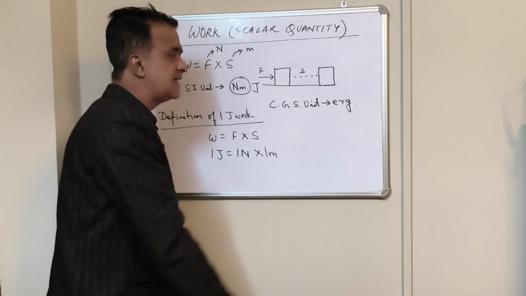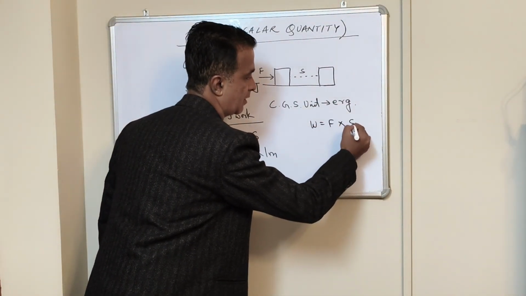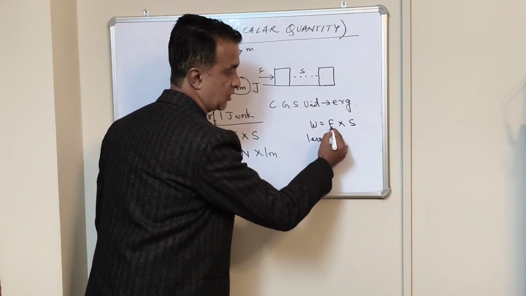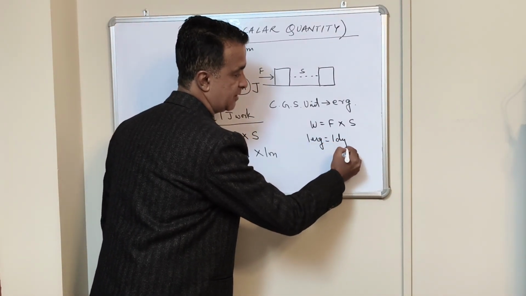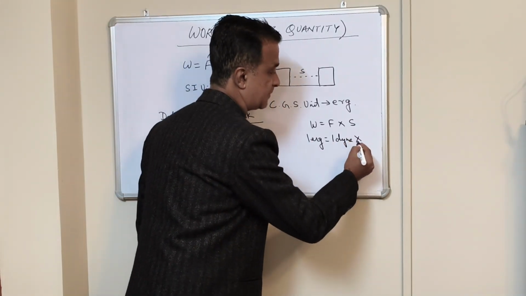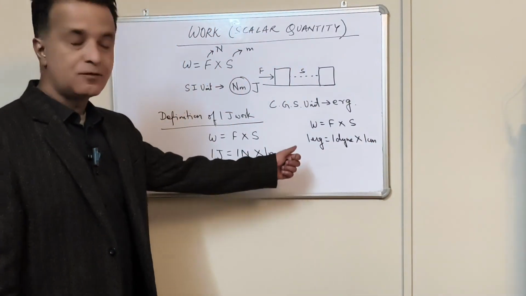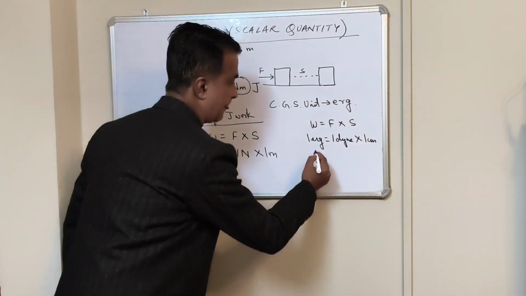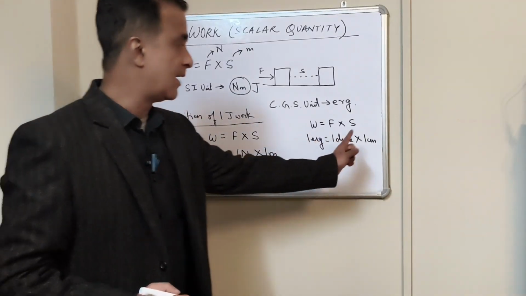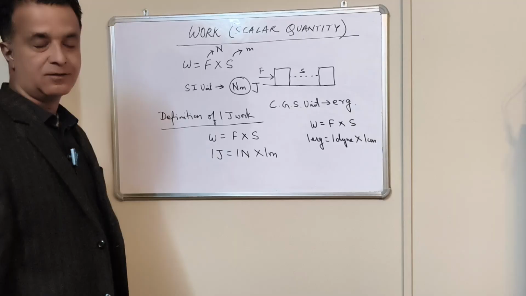If you're asked to define the CGS unit, again work is force into displacement. So 1 erg work will be done when a force of, now the CGS unit of force is dyne, if you remember from class 9, and the CGS unit of displacement or distance is centimeter. So 1 erg of work is said to be done when a force of 1 dyne displaces a body by 1 centimeter. Normally in ICSE, they ask us to define the SI unit of work.